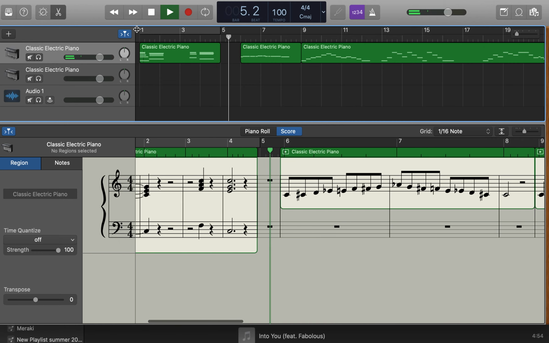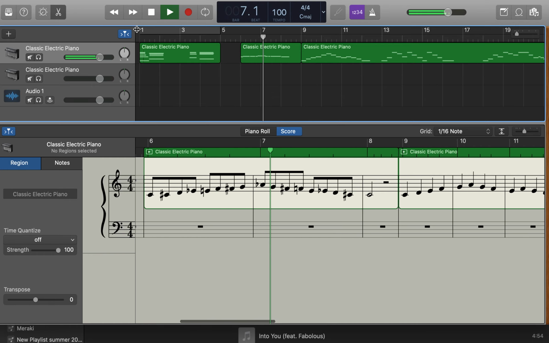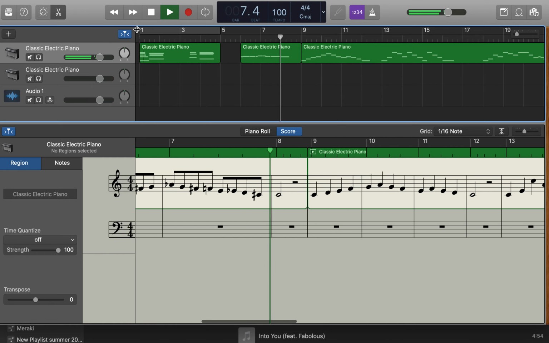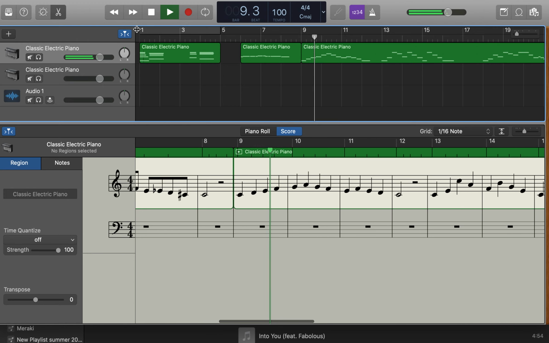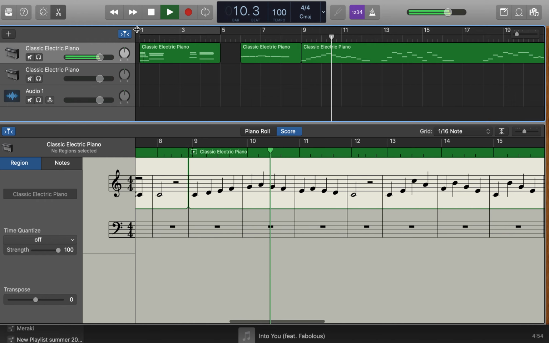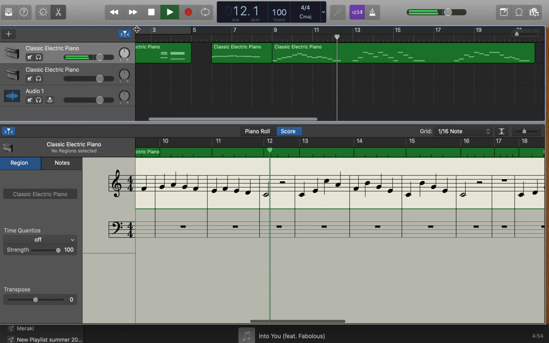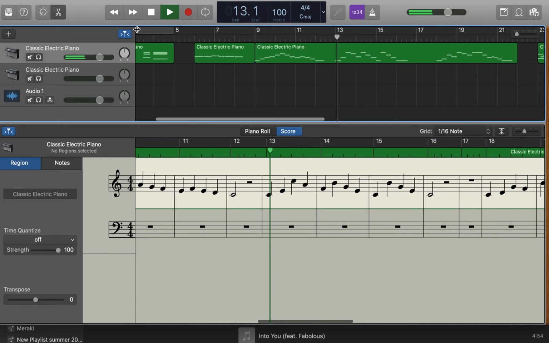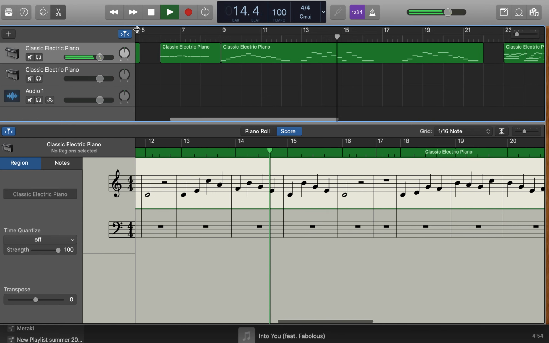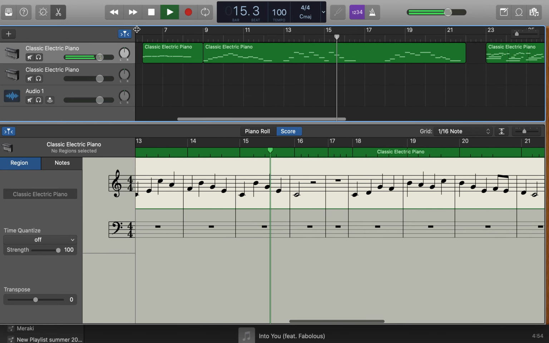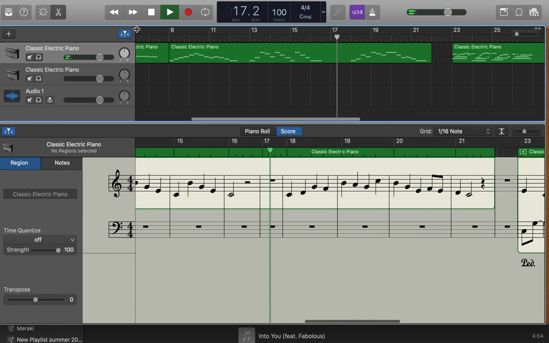Okay, and this is chromatic movement. And this is step movement. These are leaps. This is a mixture of steps and leaps.